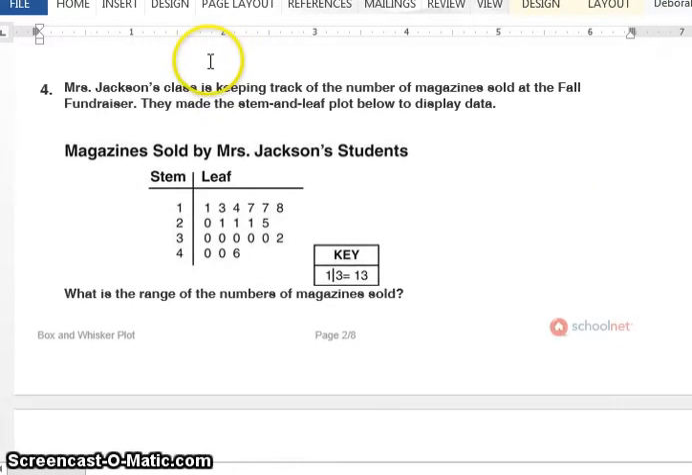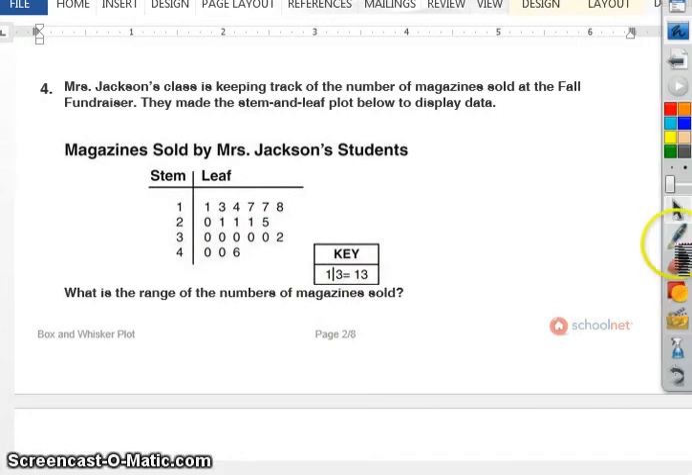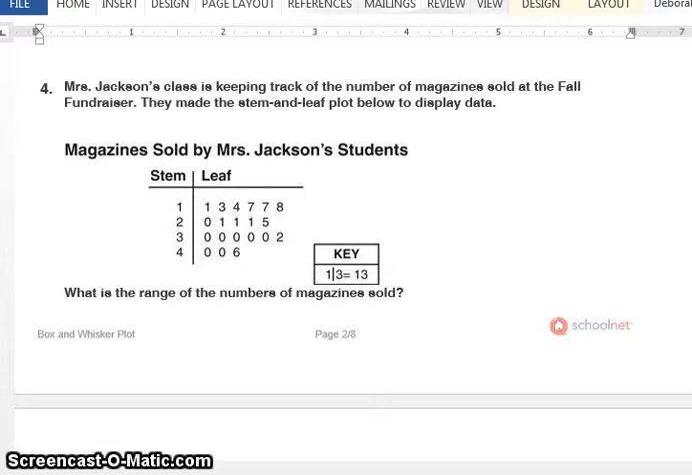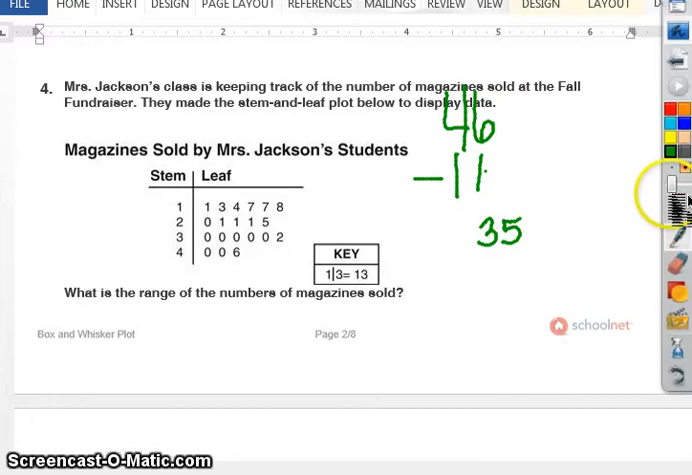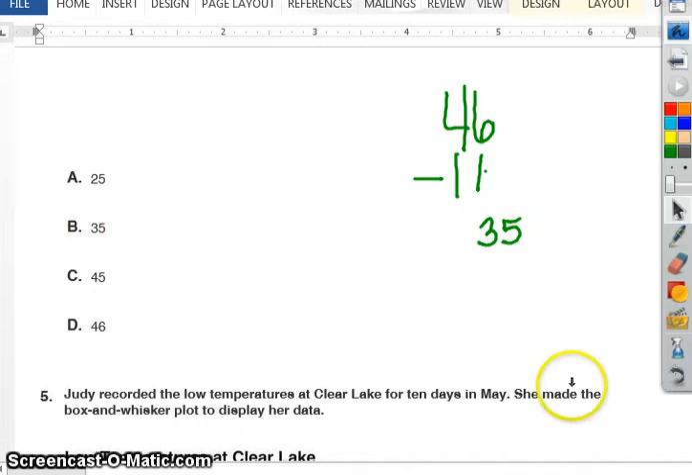All right, number 4. Mrs. Jackson's class is keeping track of the number of magazines sold at the fall fundraiser. They make the stem and leaf plot below to display data. Magazines sold by Mrs. Jackson's students. 1, line 3 is 13. What is the range of the numbers of magazines sold? So that would be the maximum, 46, minus the minimum. 6 minus 1 is 5. 4 minus 1 is 3. So let's look down here for that. And I see that is B.